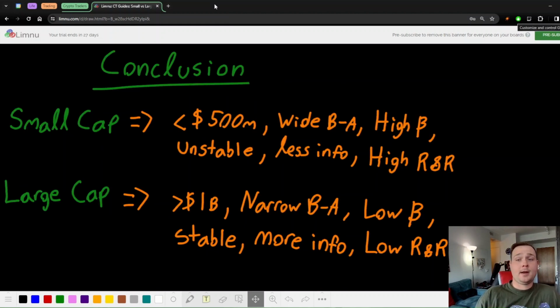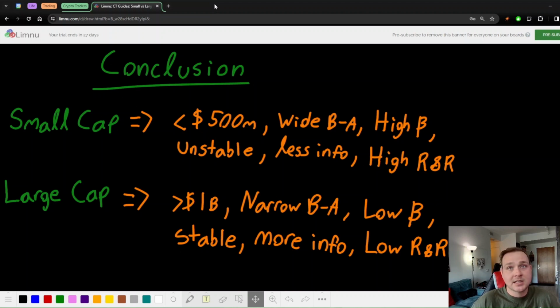Wrap it all up here. For small cap tokens, generally they're going to have a market cap of under 500 million. There's going to be thinner markets, so you're going to see wider bid-ask spreads. They're going to have a high beta, so they're going to be more volatile. They're generally unstable, and highly influenced by any rumors or anything that comes out in the news, even if there's no substance to it.